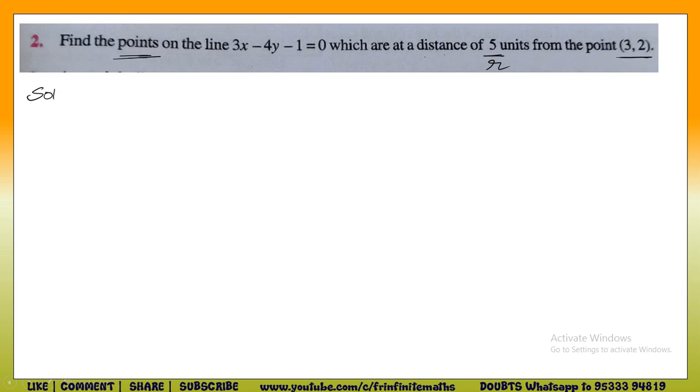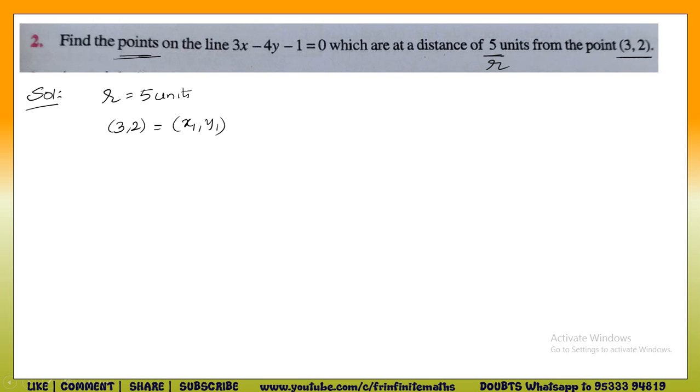Now let us see what are the things that are given. So he has given r is equal to 5 units, and next point. So point is given as 3 comma 2. So this point 3 comma 2 I can write it as x1 comma y1. Now I require theta value, right? I require theta value, then I can proceed with the problem.